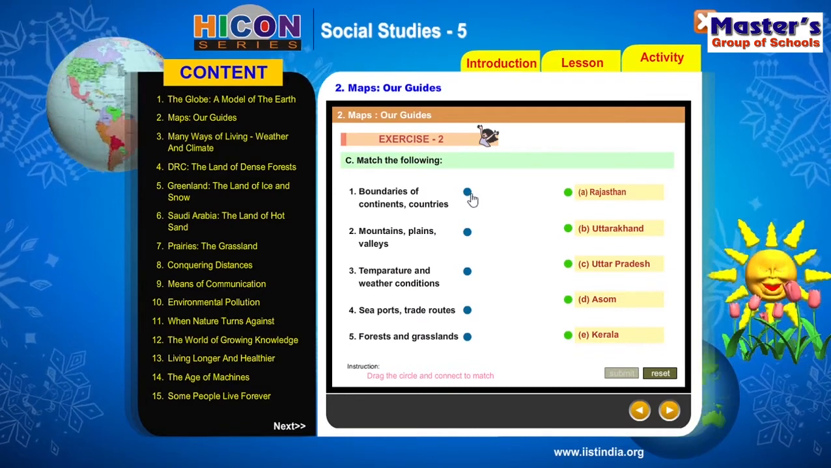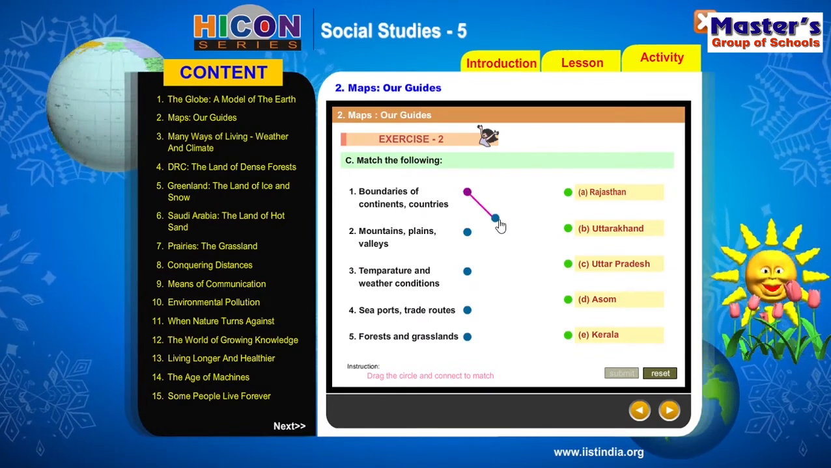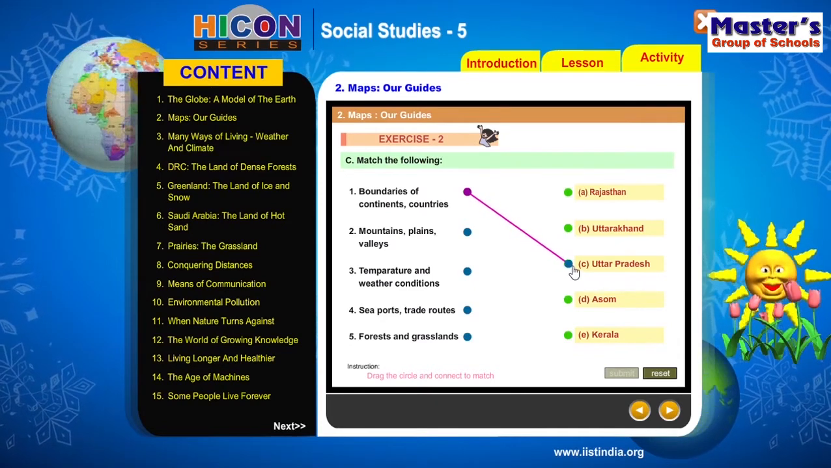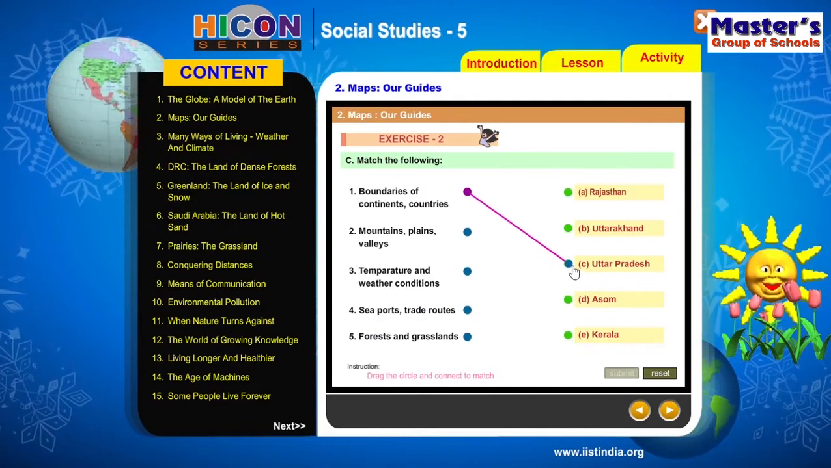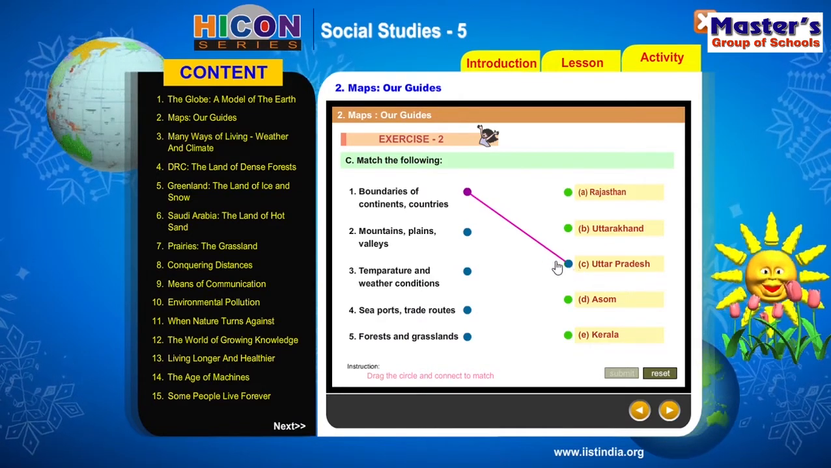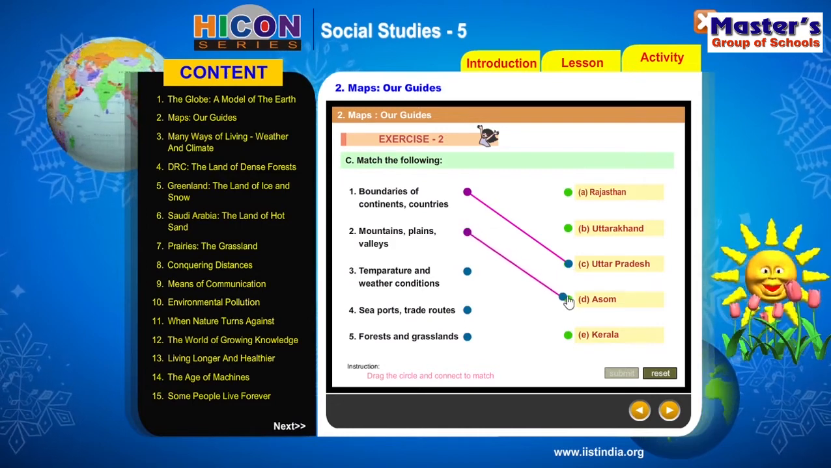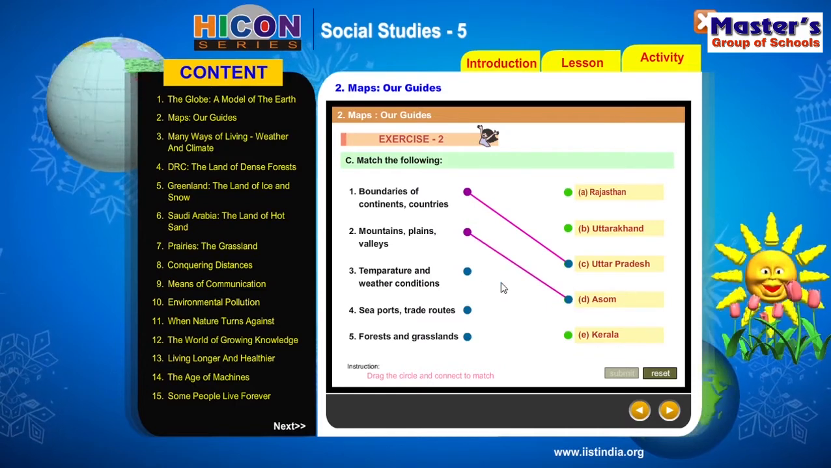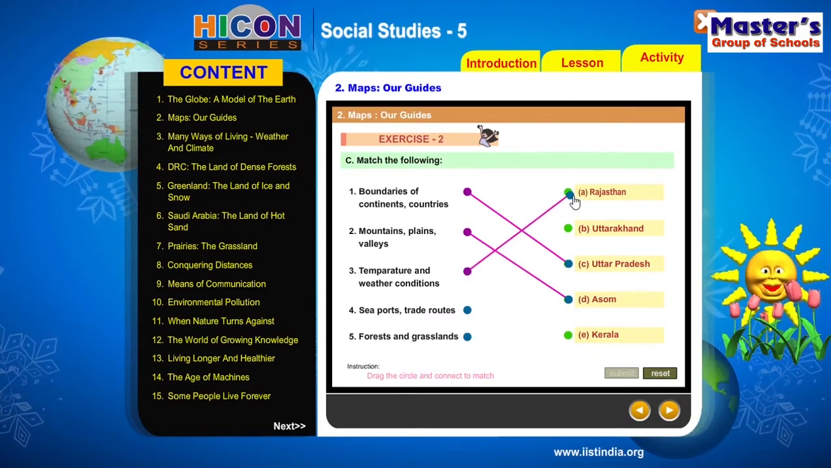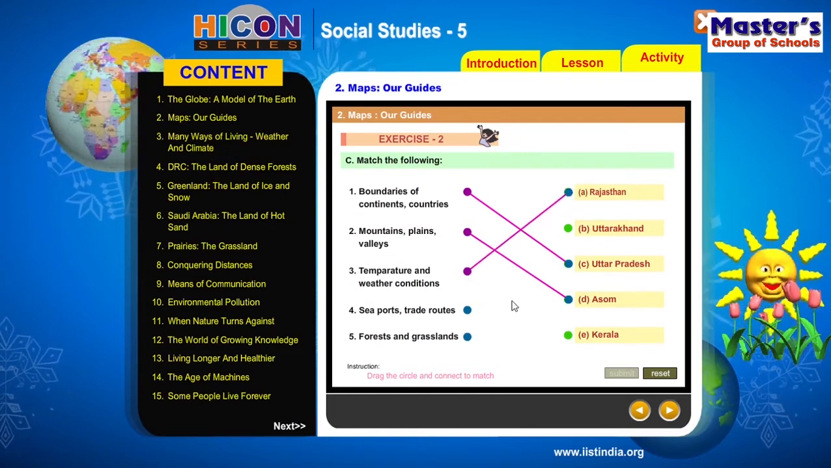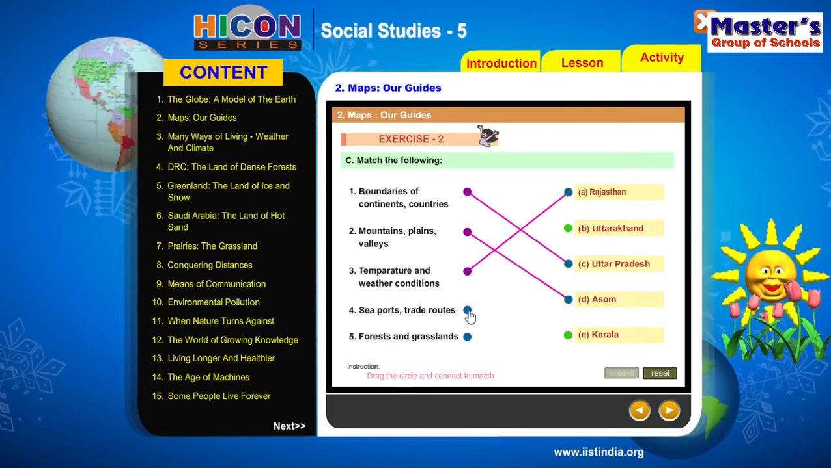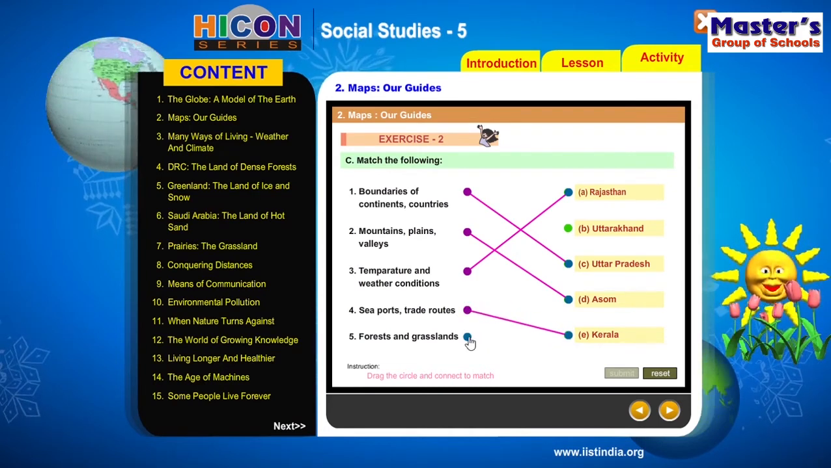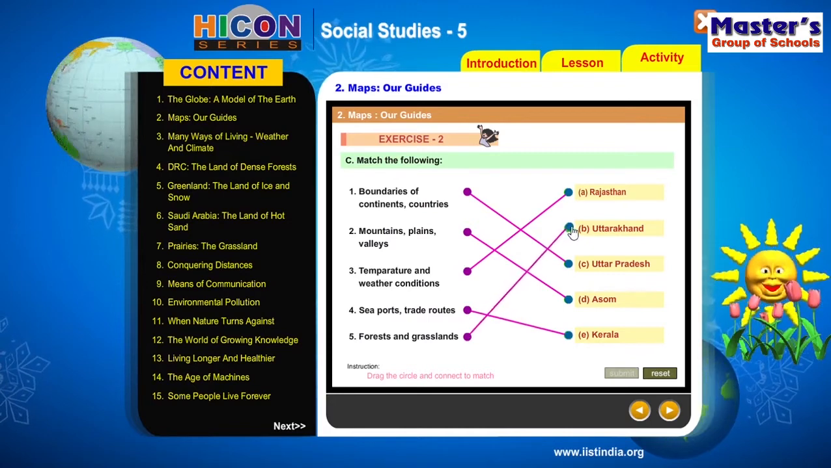So a state that comes to the boundary of a country can be Uttar Pradesh. Mountains, plains and valleys are there in Assam. Plenty of mountains, valleys and plains are also there. Temperature and weather conditions are severe in Rajasthan. Thar Desert is there. Seaports and trade routes are there from Kerala. Forest and grasslands are from Uttarakhand.